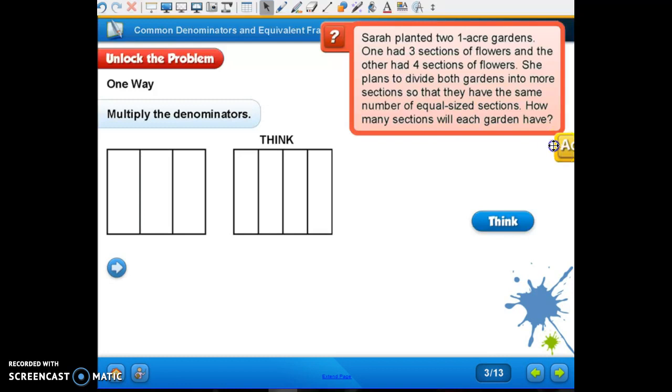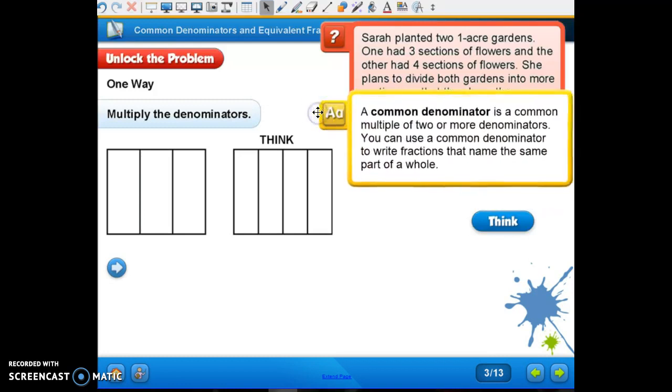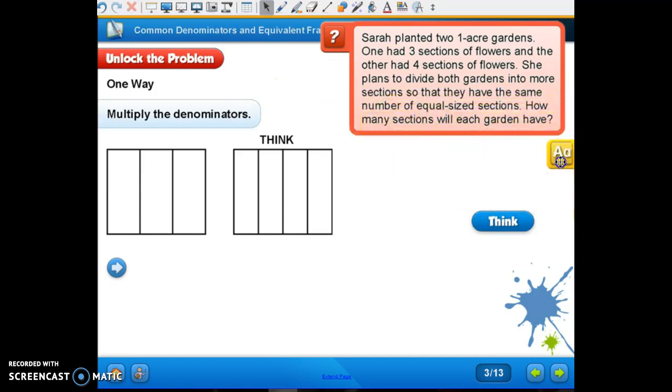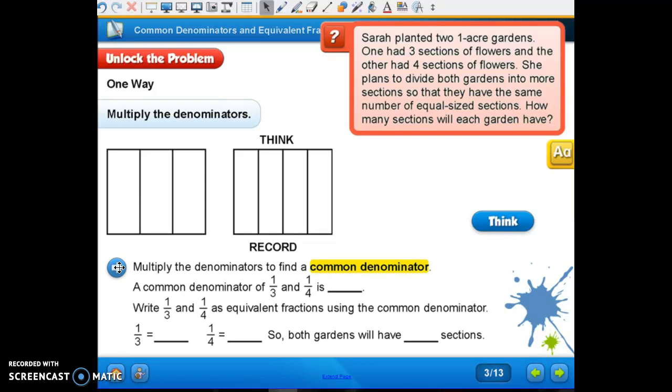Okay, we're going to work with finding a common denominator today. A common denominator is a common multiple of 2 or more denominators. So when we skip counted, by 2s, 5s, 6s, 4s, those are the multiples of those numbers, 2, 4, 6, 8, 10. Those are multiples of 2. And so we're going to take our denominators, write out some multiples, and try to find one that they have in common. It says multiply the denominators to find a common denominator.